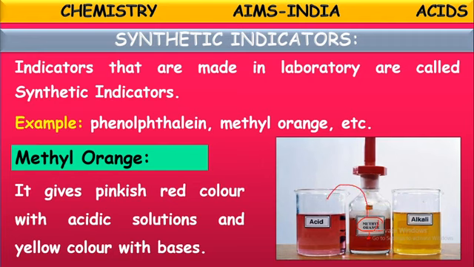When this is added to an acid, it changes to dark red color or pink, dark pink color or red color you can say. It changes to red when it is added to acid. And when a few drops of this methyl orange are added to the base, immediately its color changes to yellow color. So by these color changes, we can identify acid and base by using the synthetic indicator methyl orange.